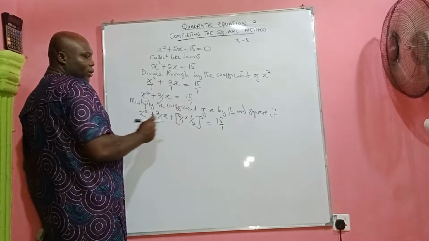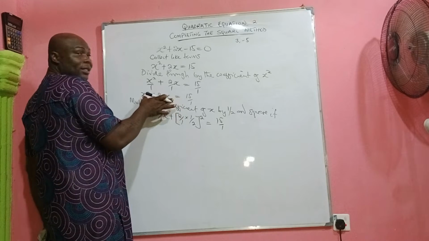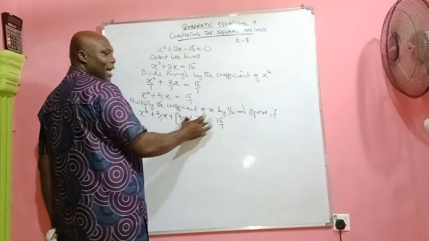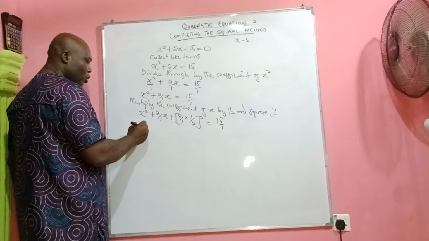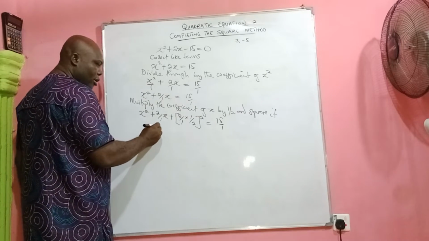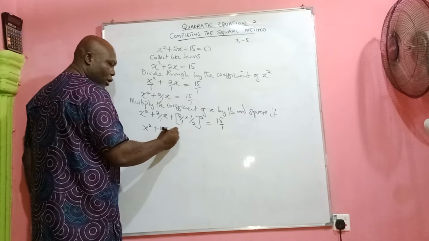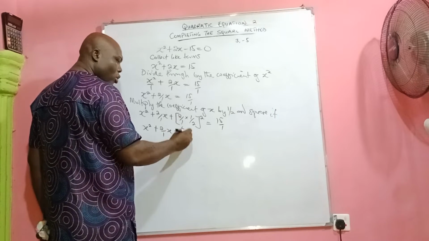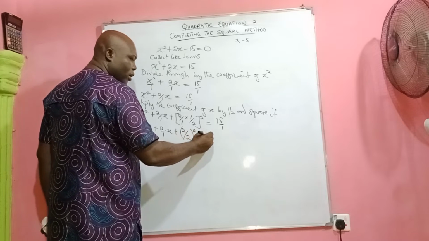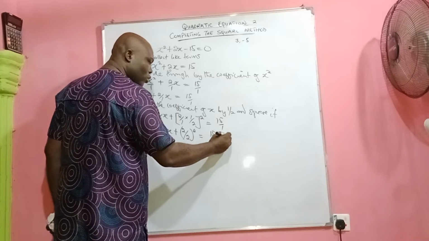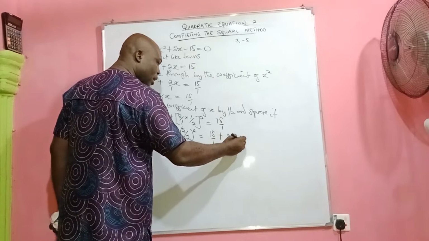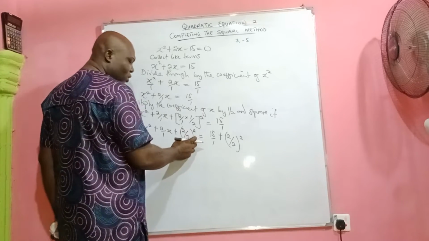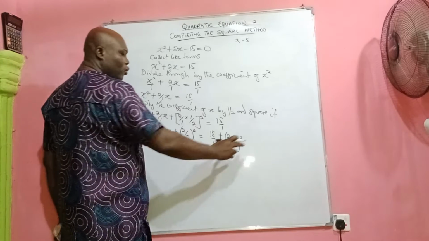Now, this is a new term that is introduced to the previous term, so the only way to balance the equation is to add this result to both sides. So we have x squared plus 2 over 1x plus the new term, 2 times 1, that's 2 over 2, all squared, equals 15 over 1 plus 2 over 2 all squared added to both sides. That's the only way you make it a perfect square.